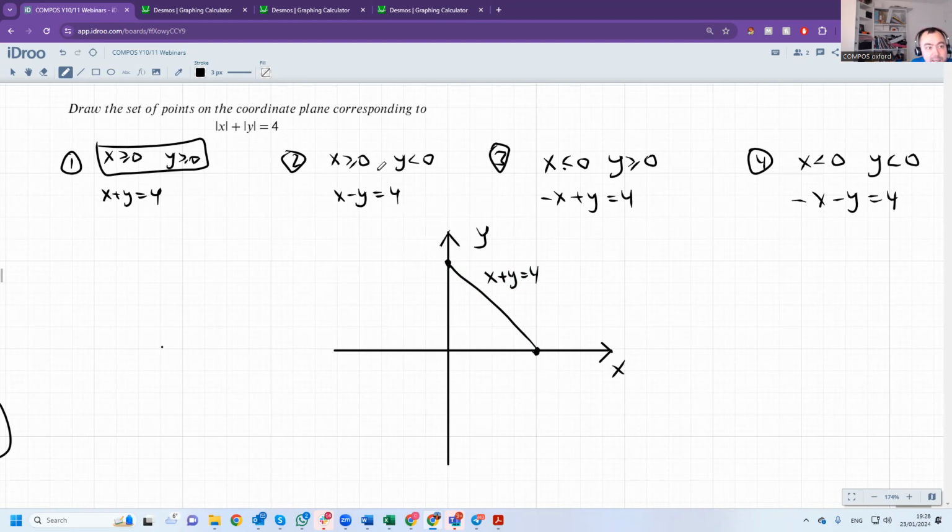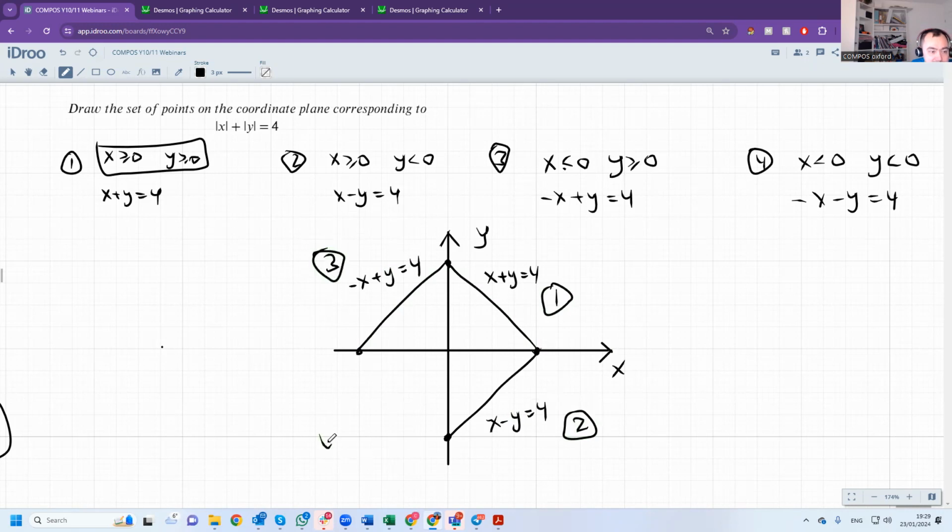The second, x is greater than 0, but y is less than 0. So that means we're in the bottom right quadrant. So x minus y equals 4. If you draw this graph, it looks like this. And if you do x less than 0, y positive, that's going to go like this: minus x plus y equals 4. So that's 1, that's 2, that's 3, and that's 4. Of course, that will look like this: minus x minus y equals 4.